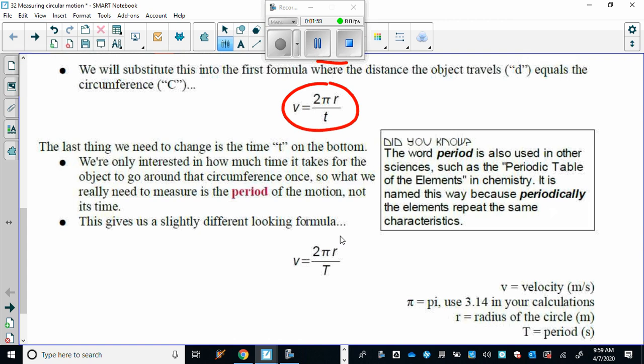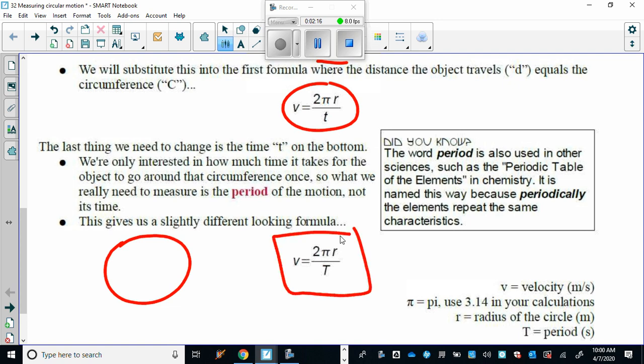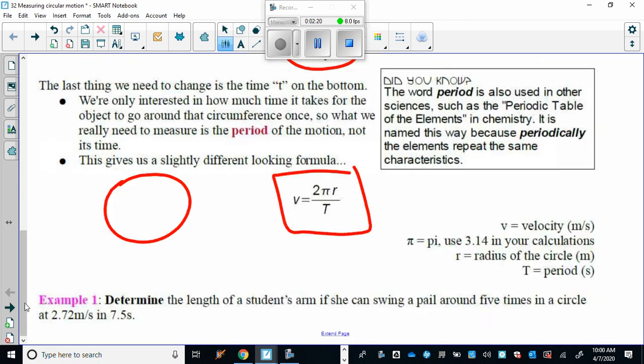And since we're dealing with something going in a circular motion, a periodic motion, in other words, it goes around the circle and takes the same amount of time to go around the circle each time, its period, we replace little t with capital T, and here it is. It's on your formula sheet. That's the formula for the velocity of circular motion.